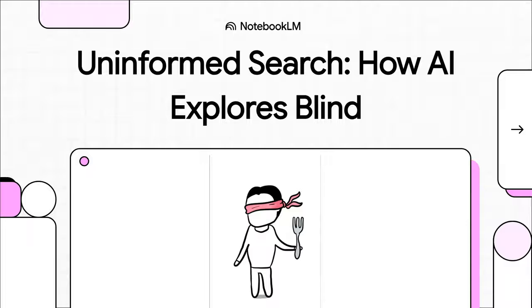All right, welcome to The Explainer. Today we're going to get into something really fascinating. How does an AI figure things out when it has no map, no clues, basically when it's exploring completely blind?